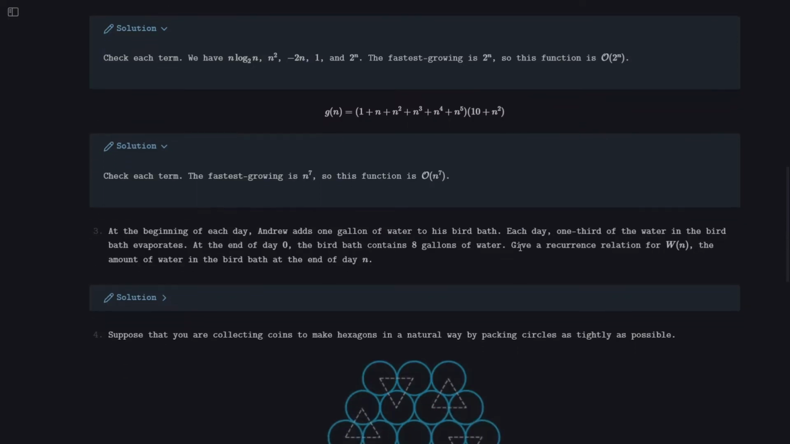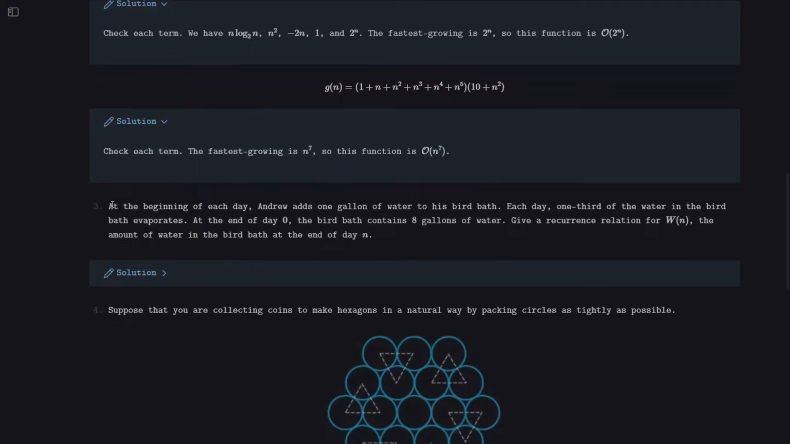Now, next question is a word problem. You need to look at it carefully. So at the beginning of each day, Andrew adds 1 gallon of water to his bird bath. Each day, 1/3 of the water in the bird bath evaporates. At the end of day 0, the bird bath contains 8 gallons of water. This is our base case.